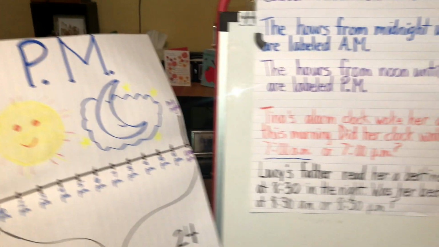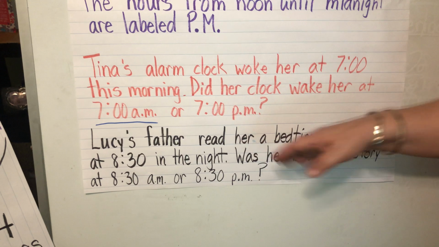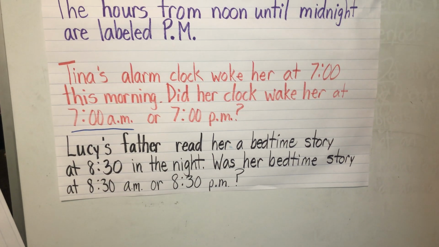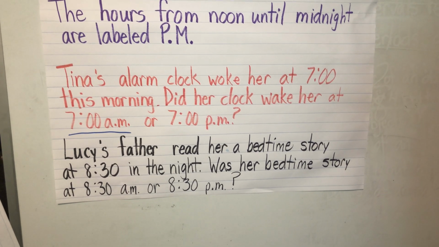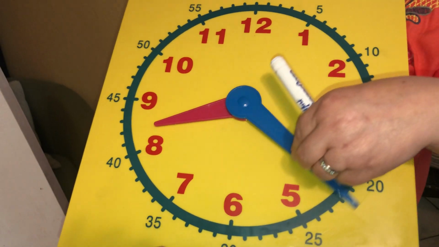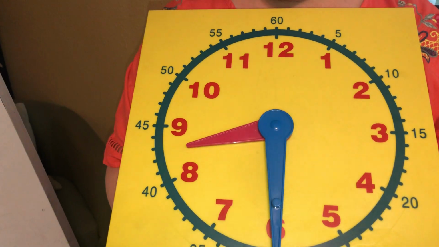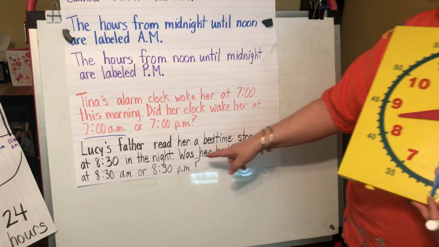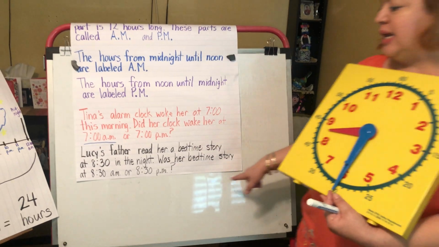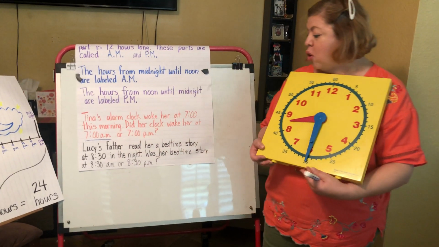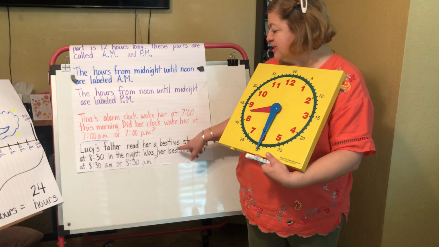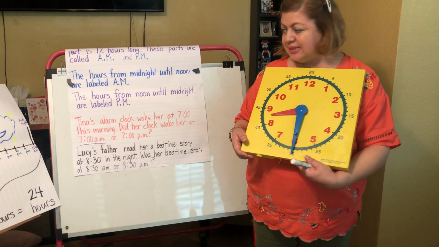Let's look at the next one. It says Lucy's father read her a bedtime story at 8:30 in the night. So I'm going to move my clock to 8:30. Okay, 8:30. So this is when her dad read her bedtime story. Was her bedtime story at 8:30 a.m. or 8:30 p.m.? So I see that it says he read her the story in the night.